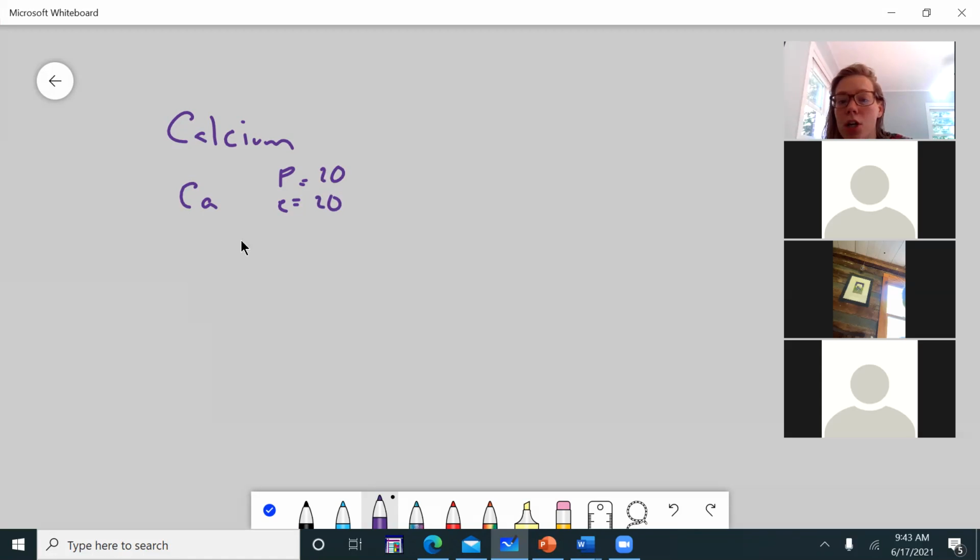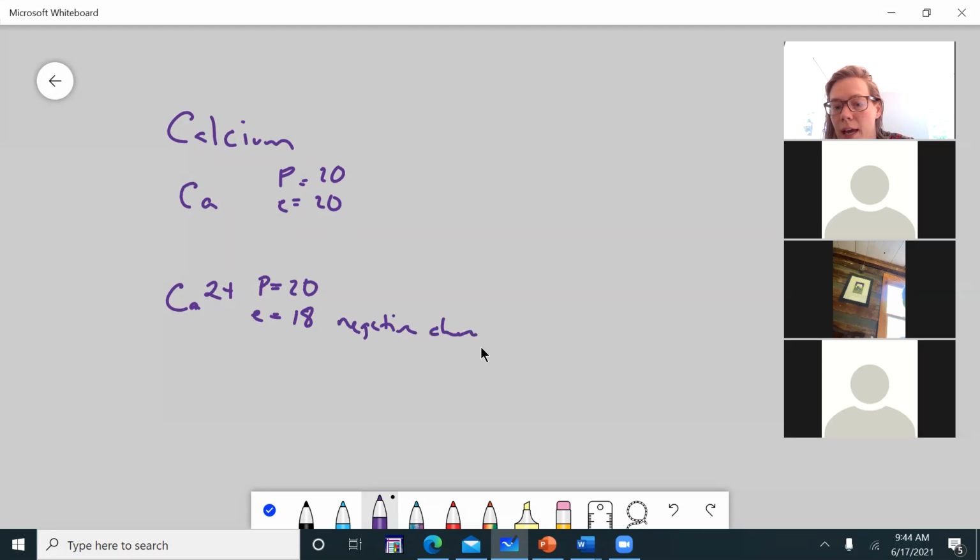If we're dealing with the charged version of calcium, calcium is in column 2, so it likes to form a 2+. The protons will still stay at 20, but the number of electrons will drop by 2. So we'll have 18 here. Electrons have a negative charge. So again, think of them as negative people in your life. If you get rid of 2 of them, you will become more positive.